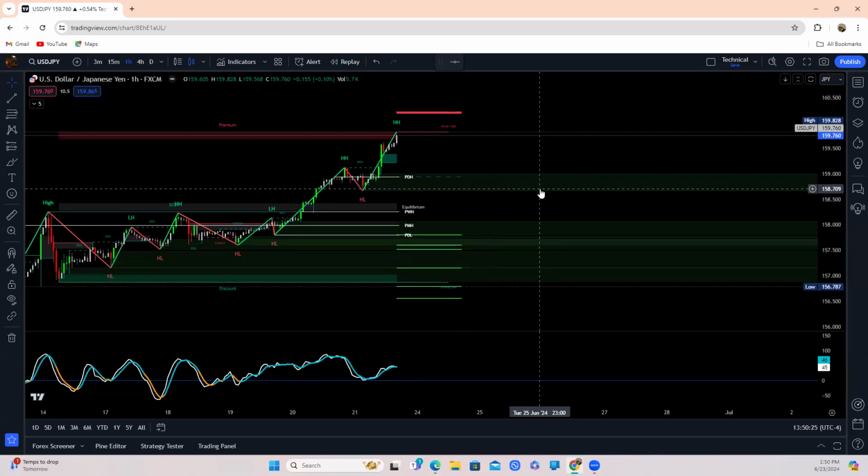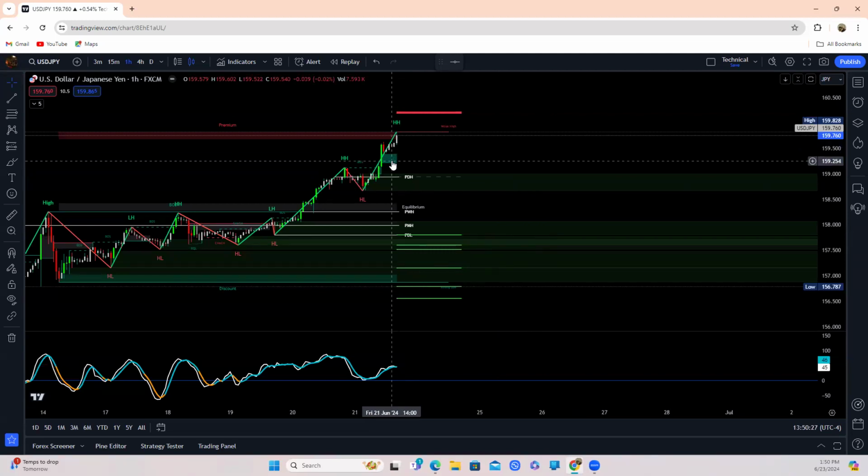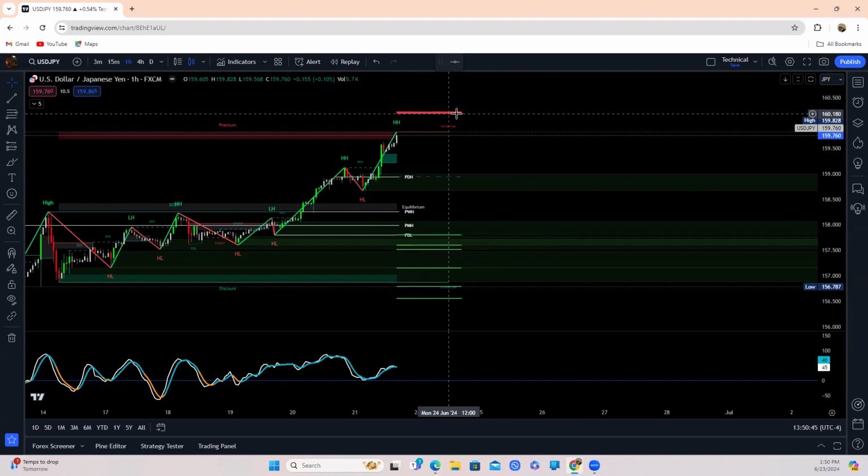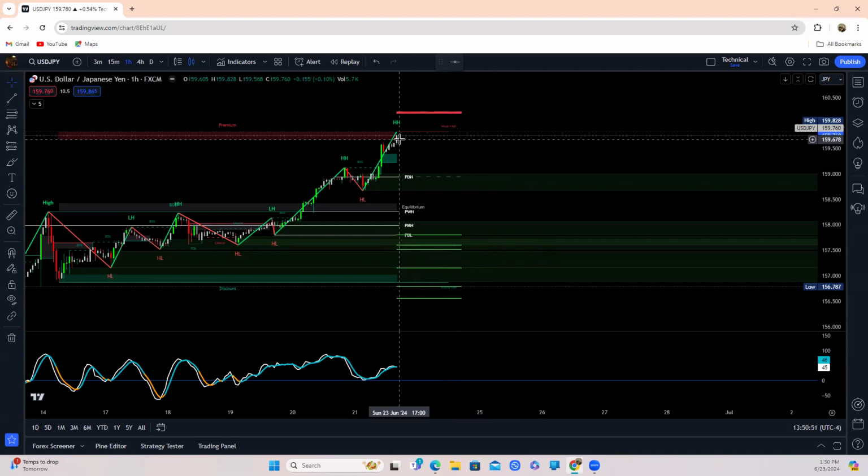So again, for me, I'm looking for first option here, is to see what price does once it gets to this fair value gap here on the hour time frame. Again, if we get a buy setup in this fair value gap, cool. I'm good with that. I'll take it. I'll put my buy order in, and again set my target for this area or this area right here, right?